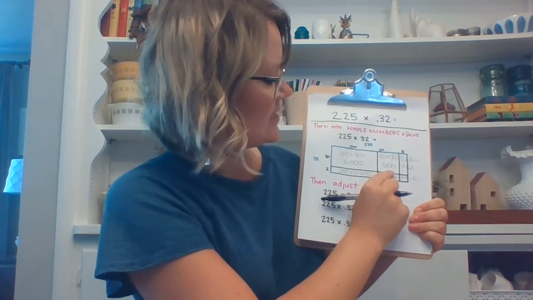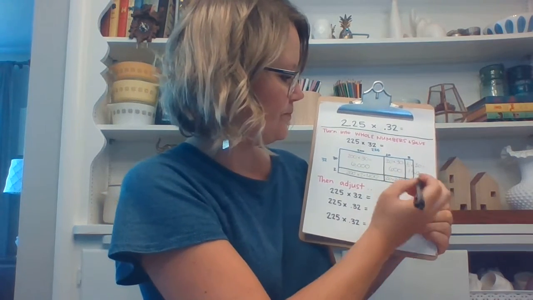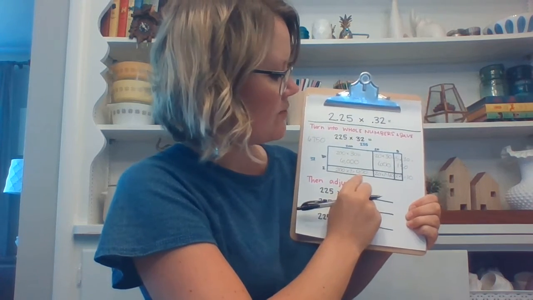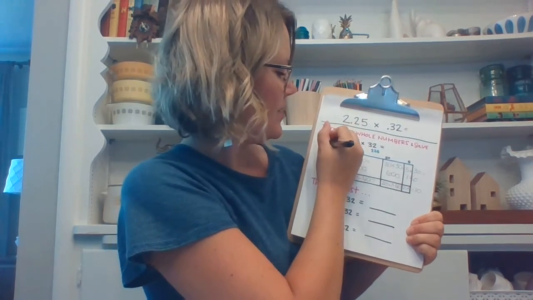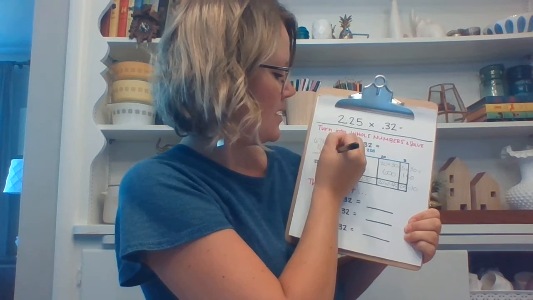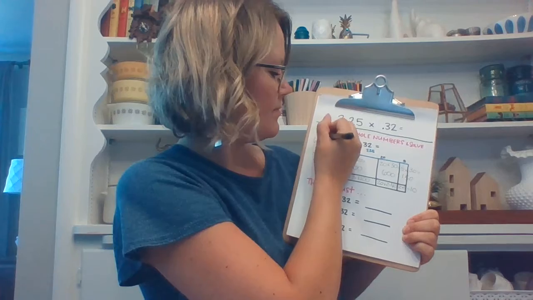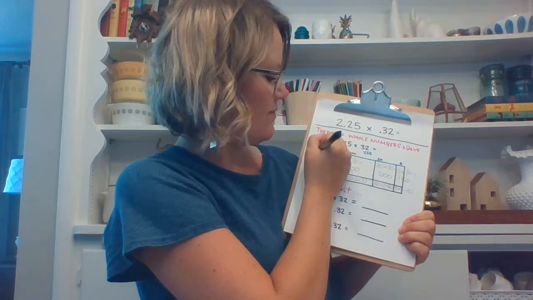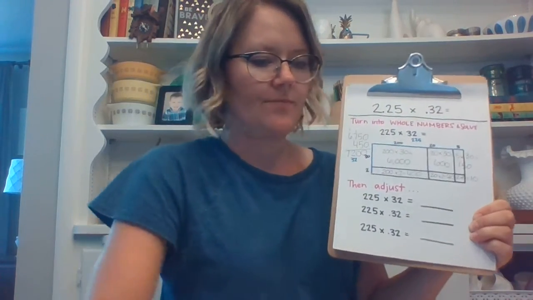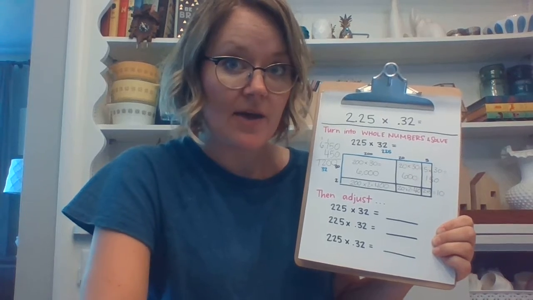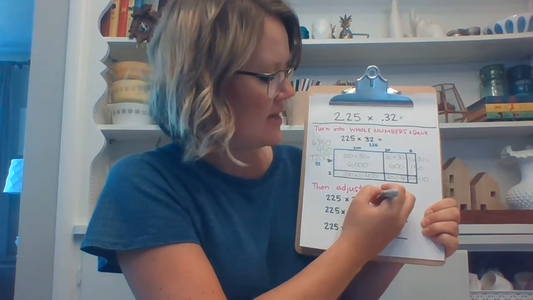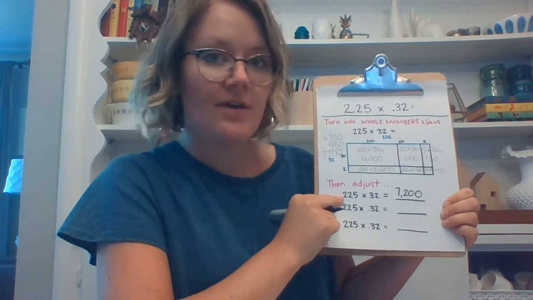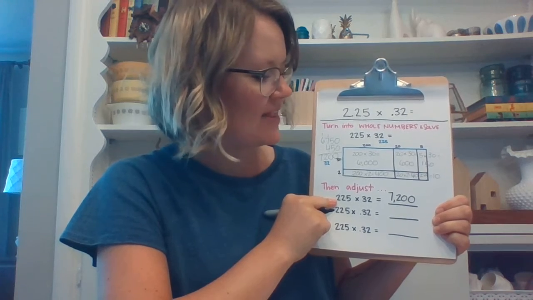So this top part is 6,750. I'm going to add it up off to the side. 6,750 plus 440 plus 10, and I can get the answer. Okay, so the area, if I'm multiplying by the whole numbers, is going to be 7,200. So 225 times 32 is 7,200.